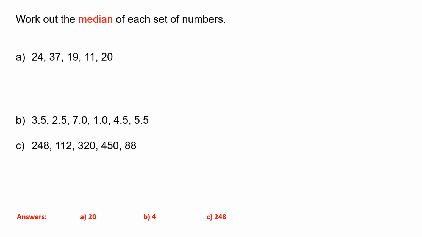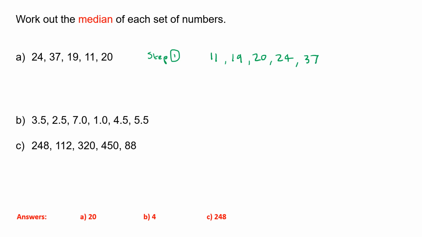I've put some further examples here. I'm going to go through the first one with you. Again, we're finding the median. I've got 5 numbers here. So step 1, we need to put these into order. Okay, so we're going to go 11 is the lowest number, then we've got a 19, then we've got a 20, then we've got a 24, and finally we've got a 37.